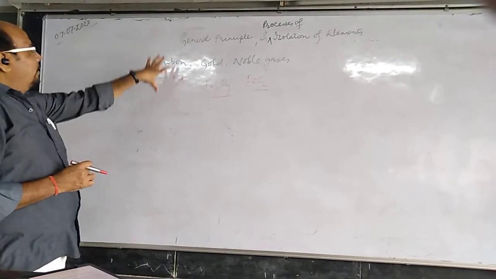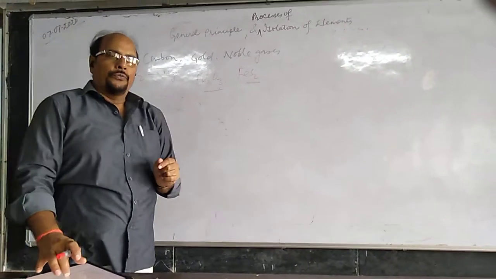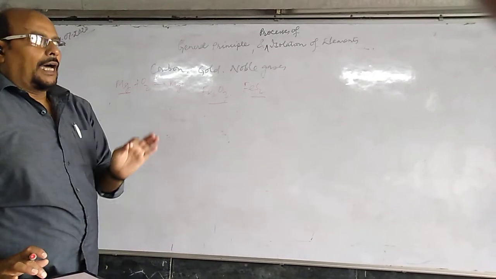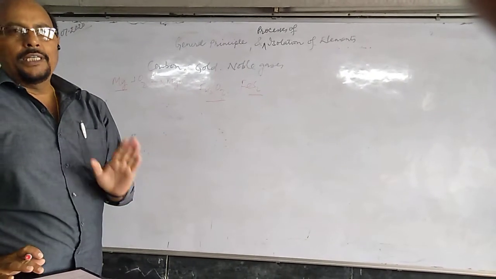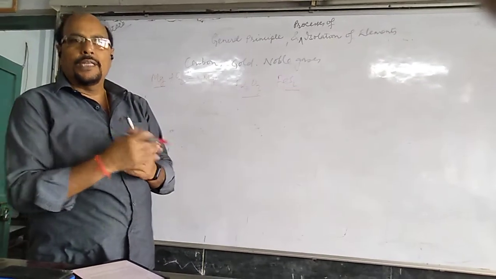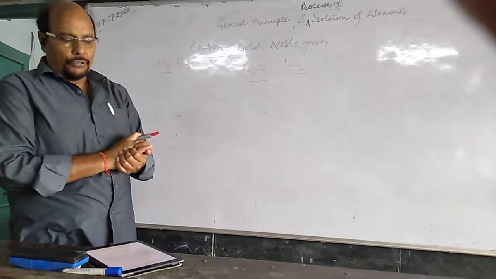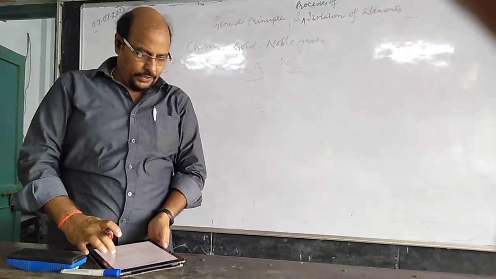So, learning this chapter particularly involves two or three things which we should know. Why some metals are not found in the native state. They need to be extracted, they need to be isolated. And they should be isolated because of their proper uses. It is known to you they are quite useful.